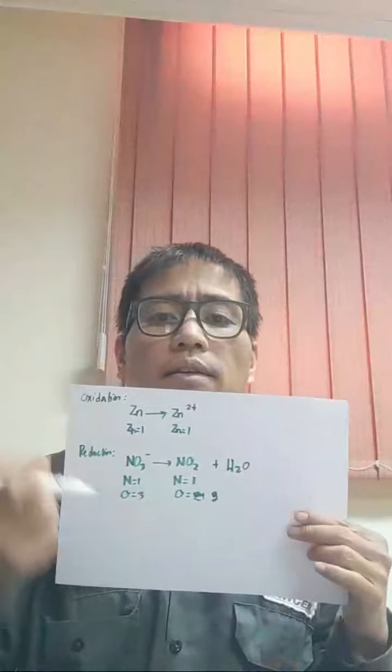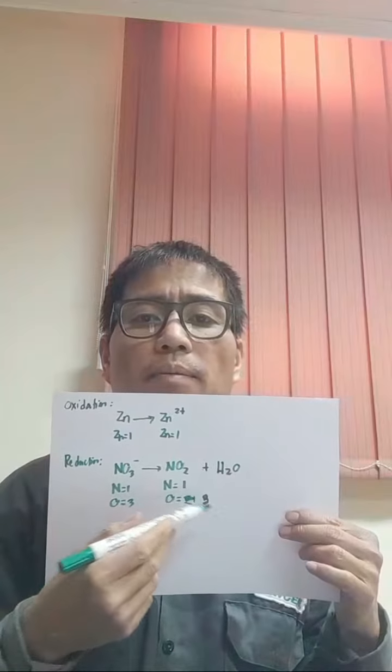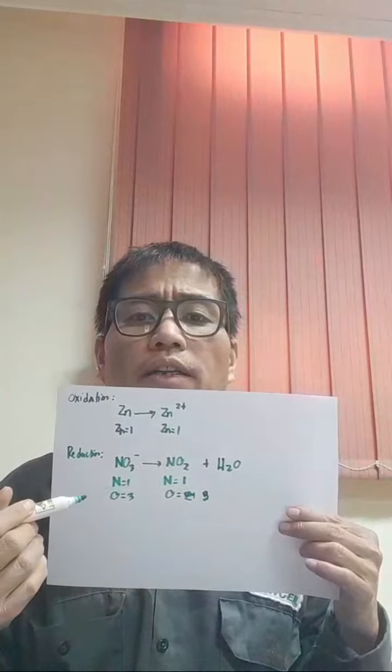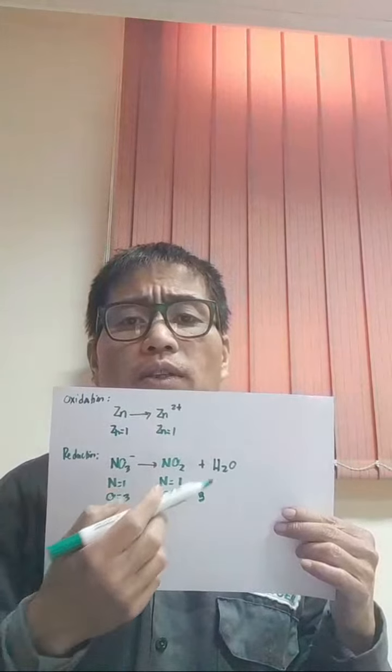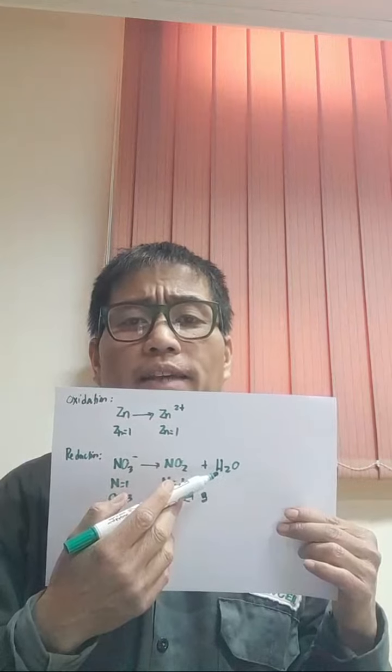So oxygen now will become 3. So oxygen now is balanced. Okay, oxygen 3 upon adding one water there. And then we introduce another element with it, which is H. So we need to balance again.